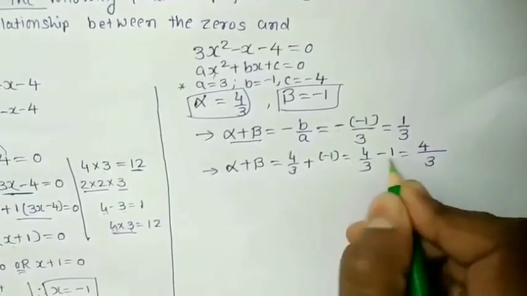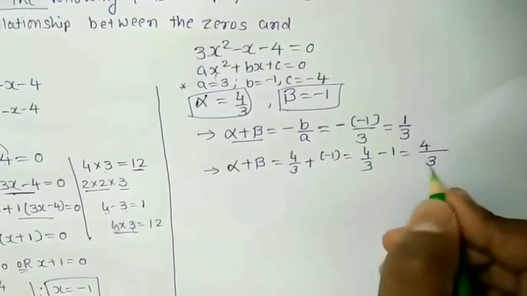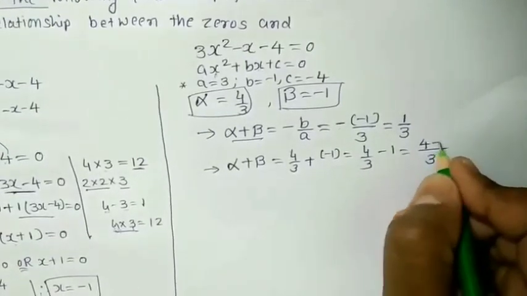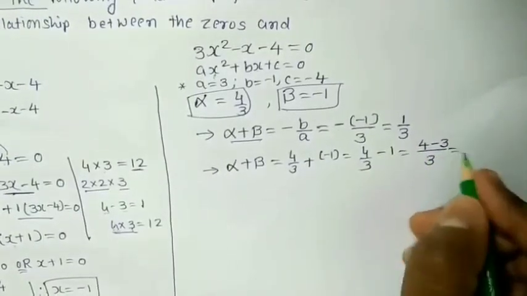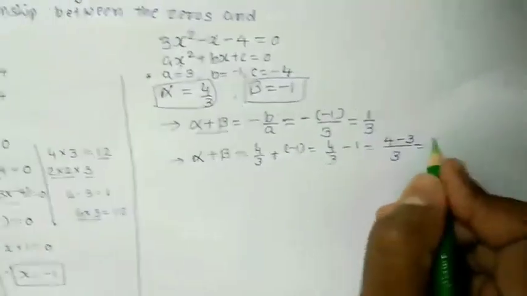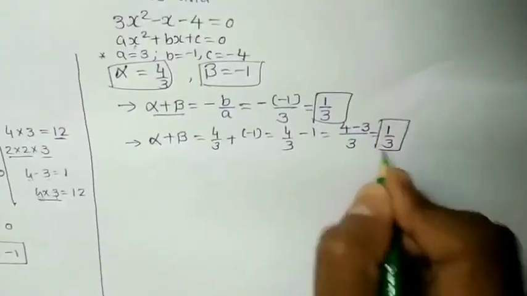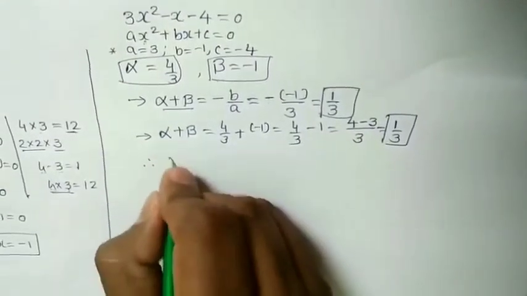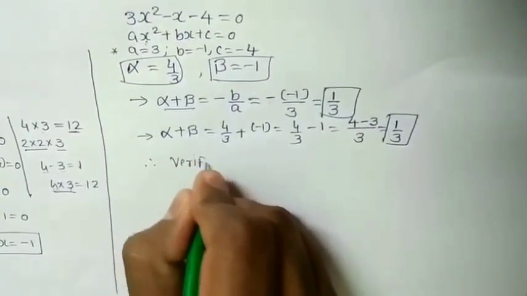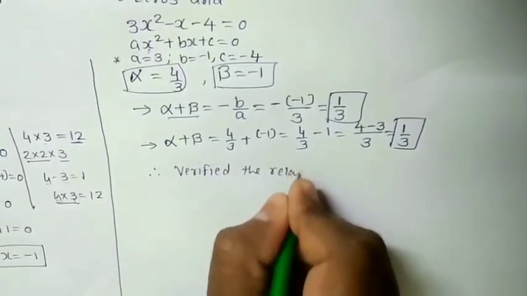We need to make it 3, so multiply the denominator and numerator by 3. So the answer will be minus 3, that is 4 minus 3 upon 3. We can see 4 minus 3 is equal to 1 and this is also 3. So you can see by this method also we got the same. So here we should write: therefore, in both these methods we verified the relationship.